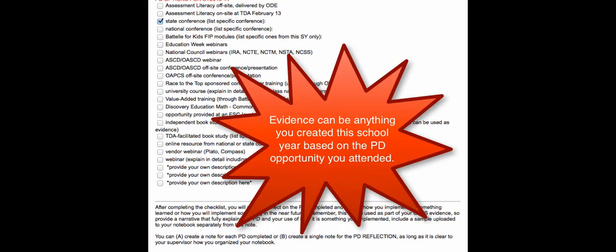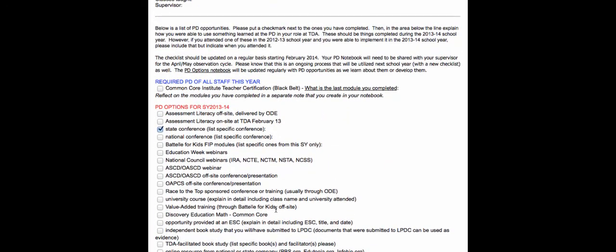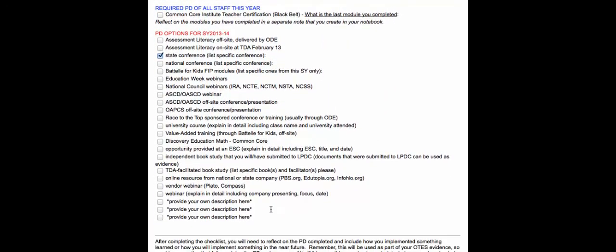And again, this is part of your OTES evidence, so you really just kind of need to think about the narrative that you're going to be able to supply. Any examples that you could also provide to use as evidence would be a very good thing to include here. And we did provide a couple opportunities for you to put your own description in. Maybe you found something on your own through a local ESC or university that you would want to include.